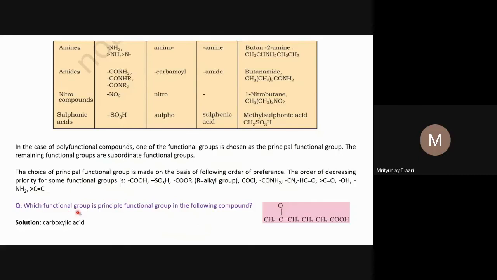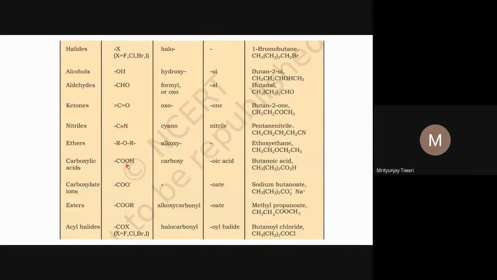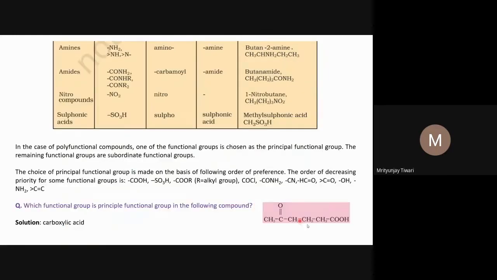Now let's see this question. Which functional group is the principal functional group in the following compound? What we see here is this compound: CH3, C double bond O, CH2, CH2, CH2, C double bond O, OH. We see two different functional groups. This is the carboxylic acid, COOH. If you don't remember, you can again see here. Carboxylic acid.